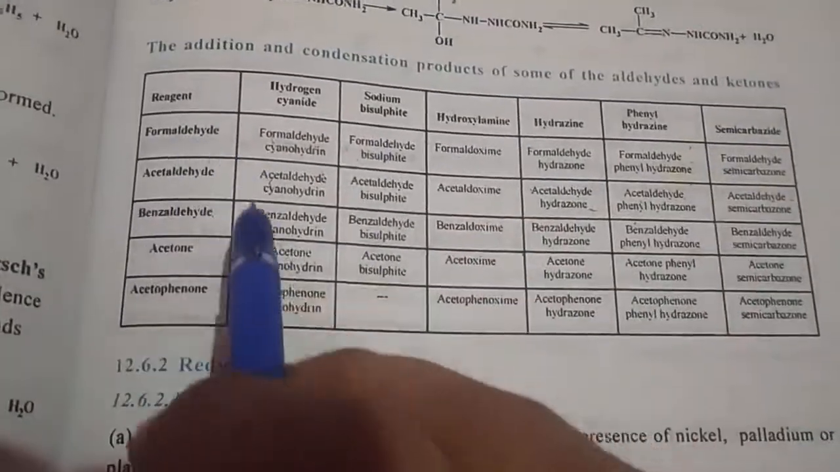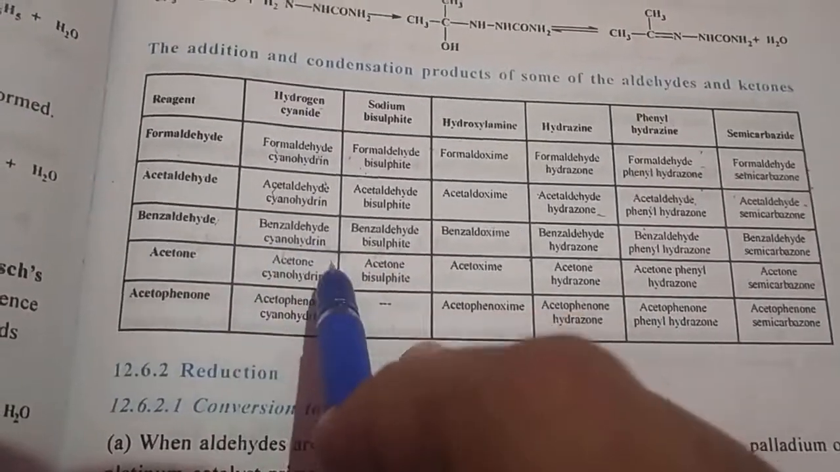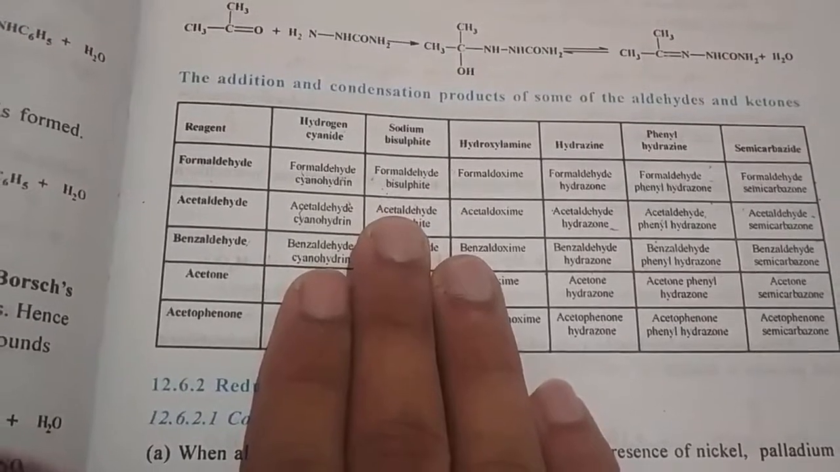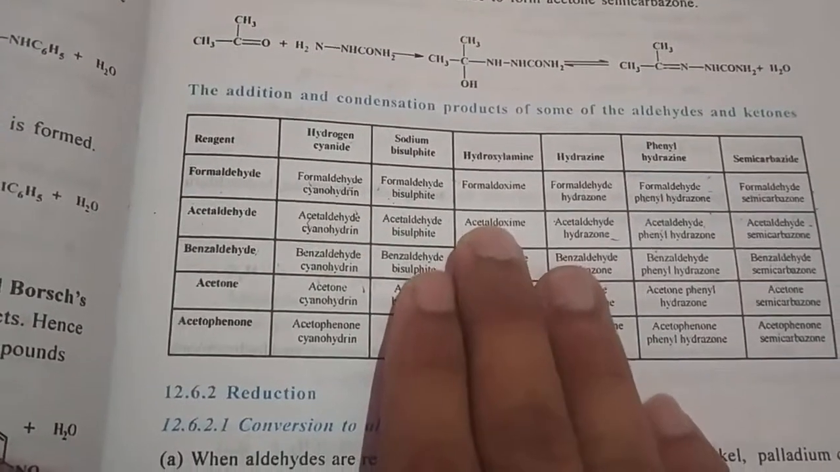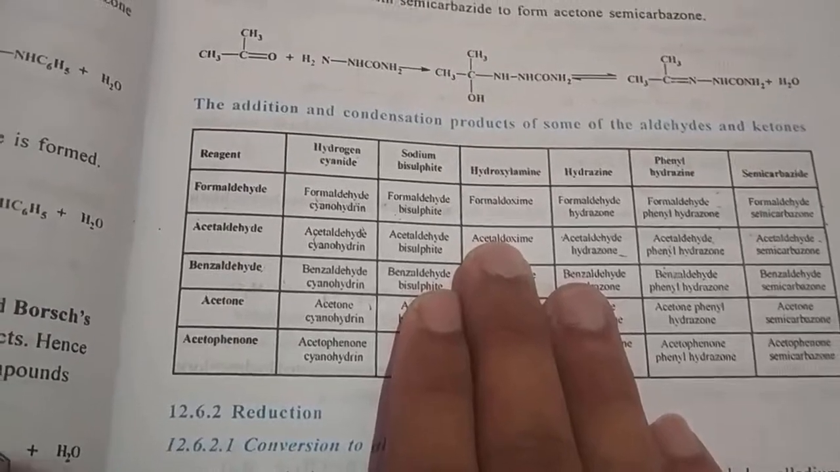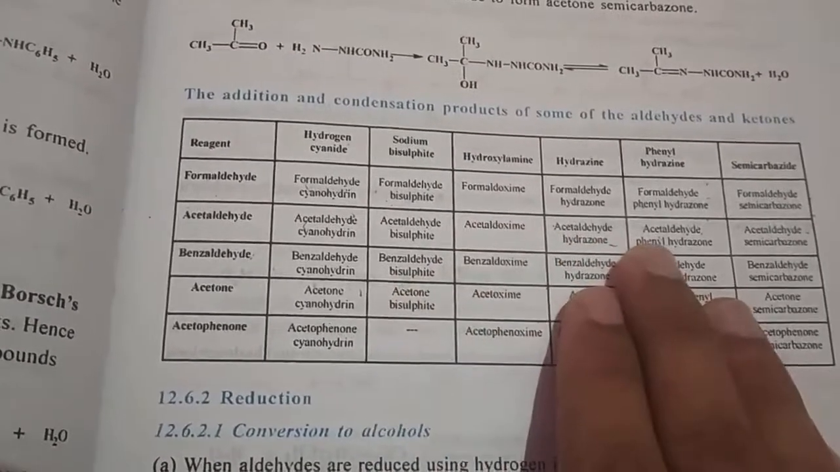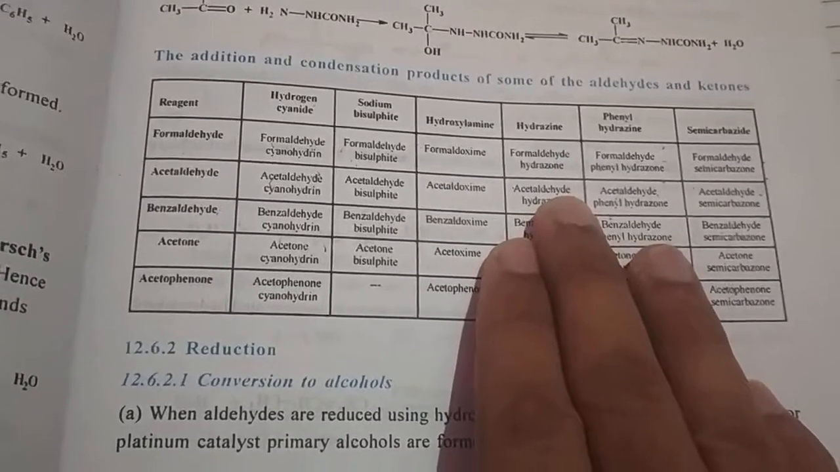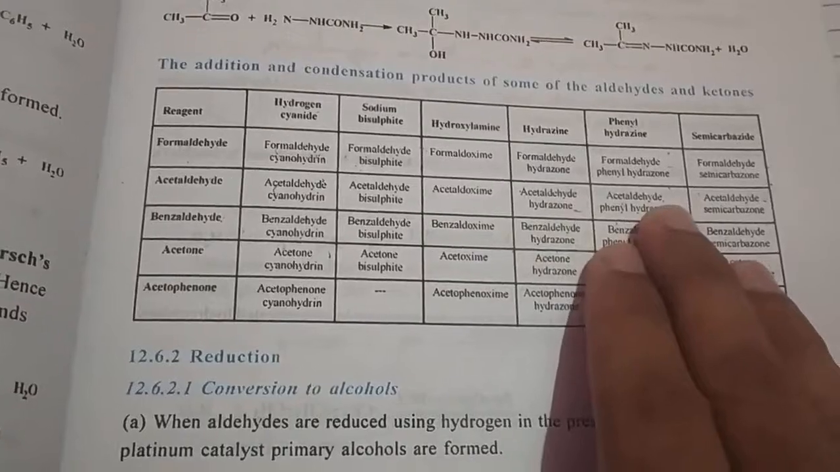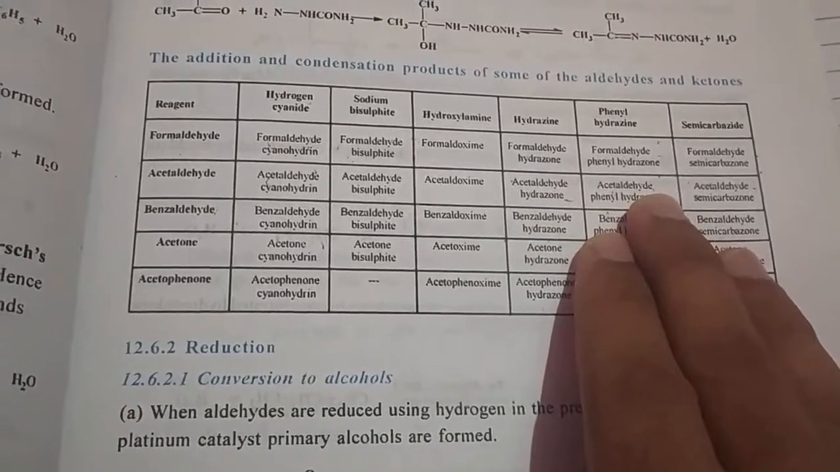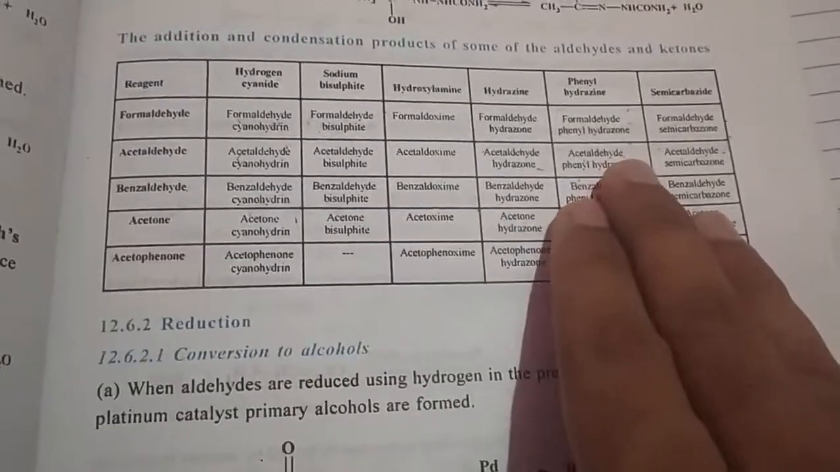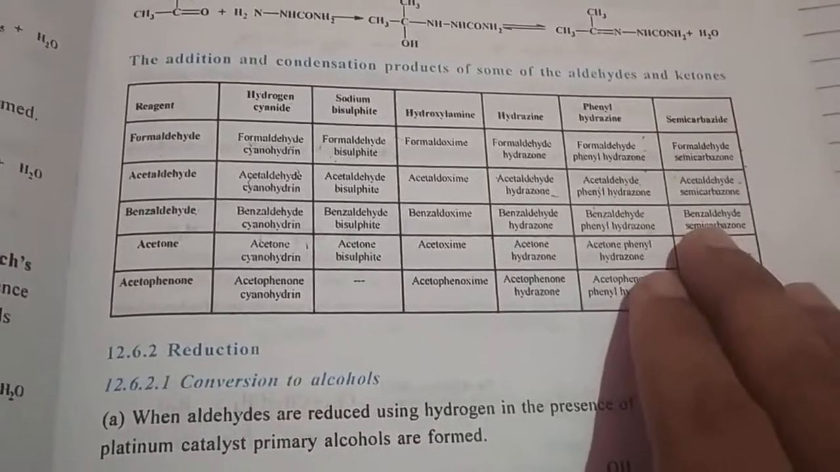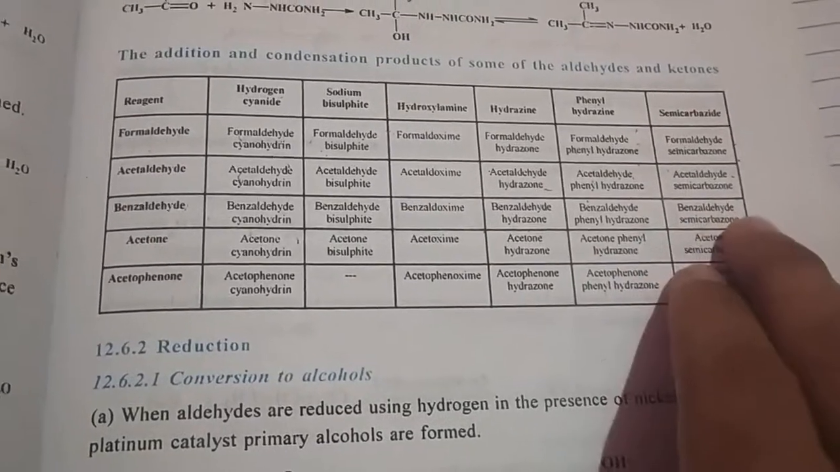the phenyl group. First, with HCN, you are getting benzaldehyde cyanohydrin. With sodium bisulfite, benzaldehyde bisulfite. When benzaldehyde is treated with hydroxylamine, you can say benzaldoxime. Yes, benzaldoxime. Similarly, when benzaldehyde is treated with hydrazine, benzaldehyde hydrazone. When benzaldehyde is treated with phenylhydrazine, it will be called benzaldehyde phenylhydrazone. Similarly, when benzaldehyde is treated with semicarbazide, it is called benzaldehyde semicarbazone.